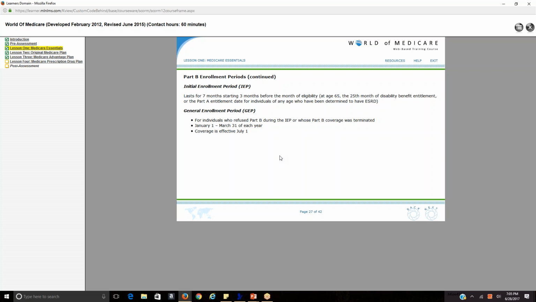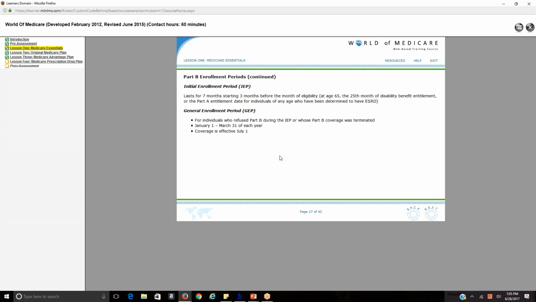Now, even though you choose your enrollment 3 months before, you won't be eligible until you're 65, but you can begin to make your choices and begin to shop around and decide the way you're going to go at least 3 months before the time of eligibility.